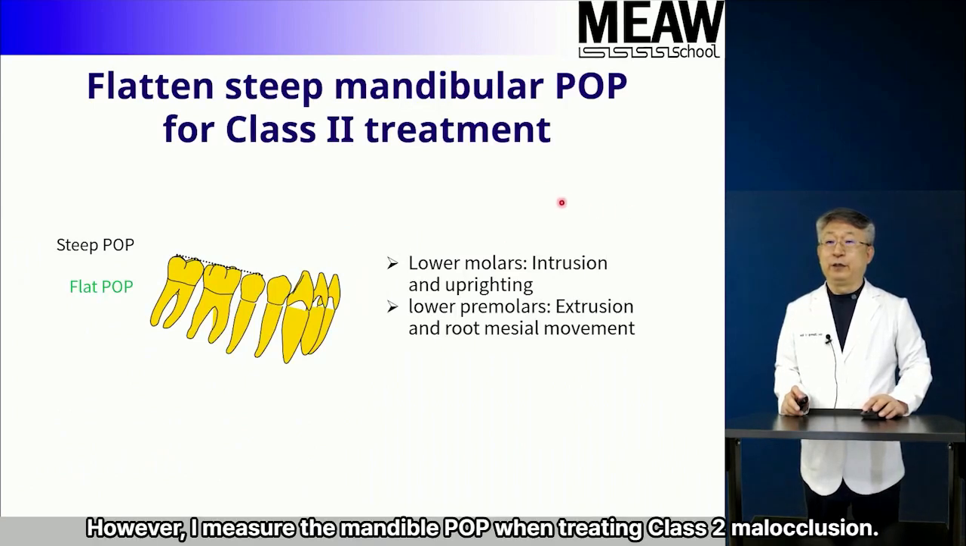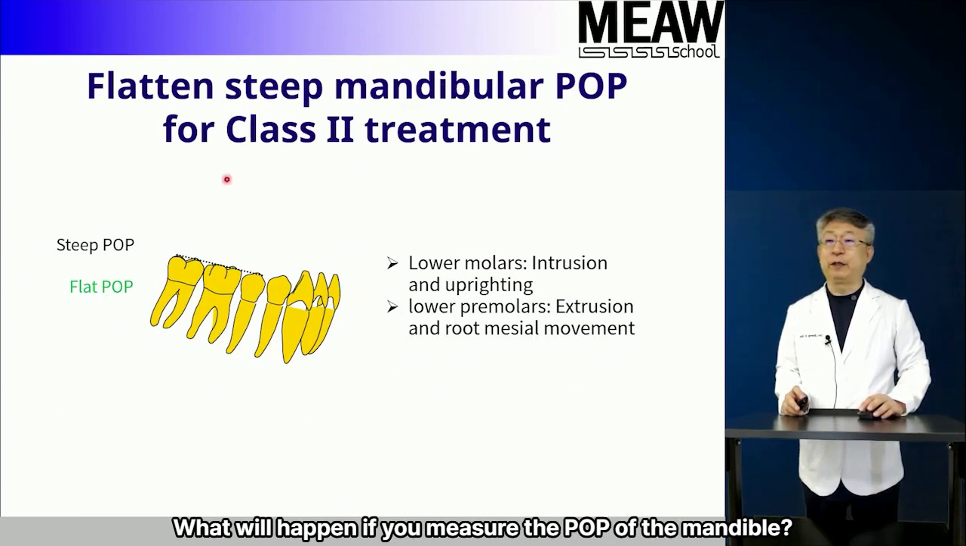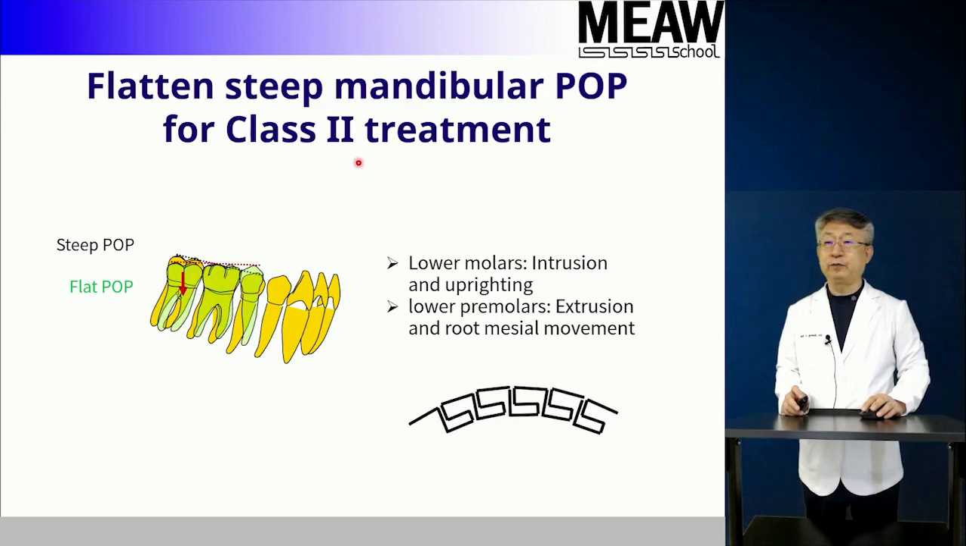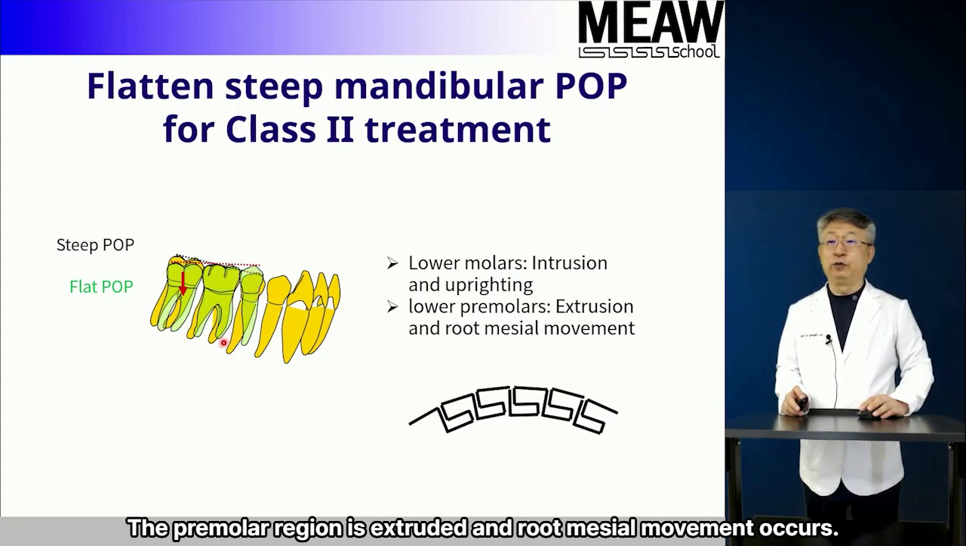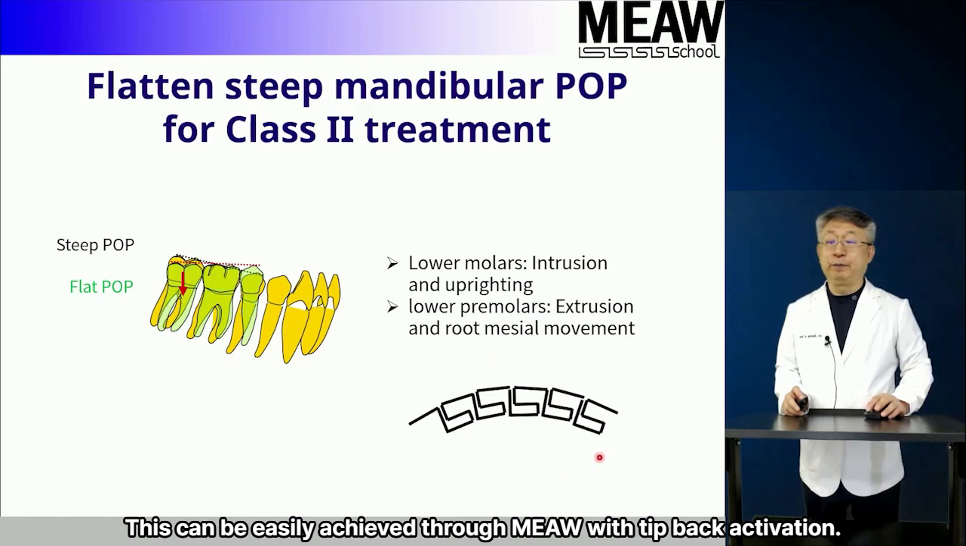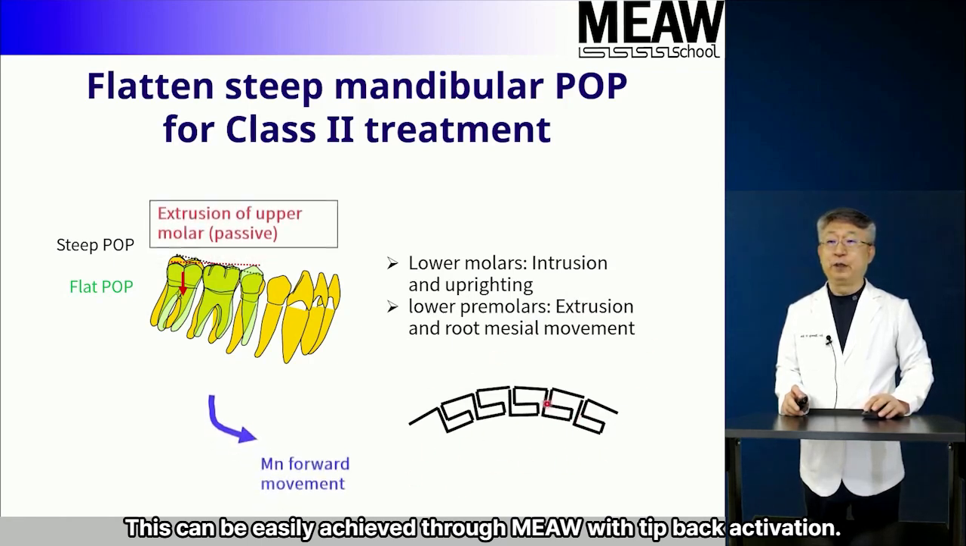However, I measure the mandible POP when treating Class 2 malocclusion. What will happen if you measure the POP of the mandible? In order to change the mandible's steep POP into a flat POP, the mandibular molars become intruded and uprighted. The premolar region is extruded and root mesial movement occurs. This can be easily achieved through MEIW with tip-back activation.